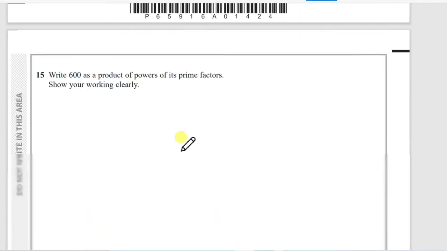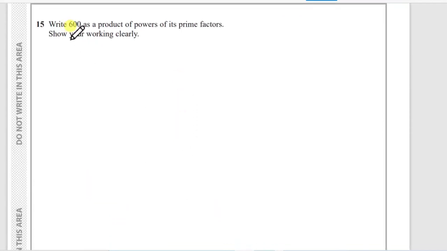All right, cool, guys. Next one, number 15. So write 600 as a product of powers of its prime factors. Show your working clearly. Okay. So we've got to use something like a prime factor tree. And all you've got to do is put two things coming down and ask yourself about 600.